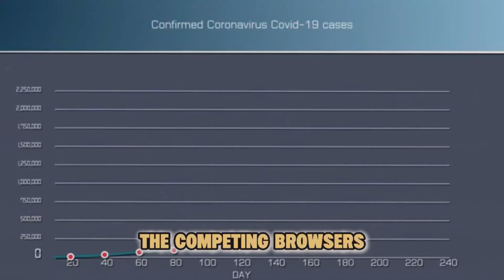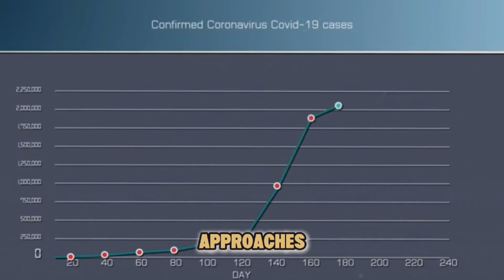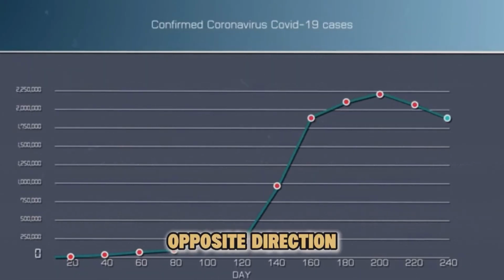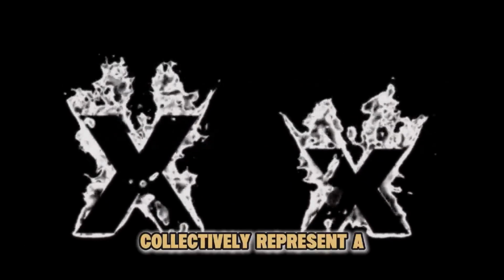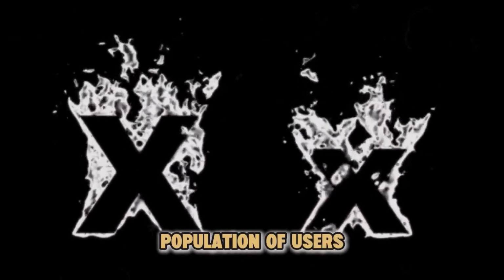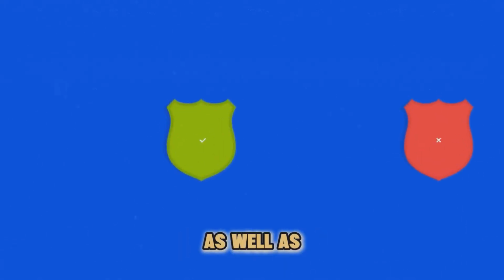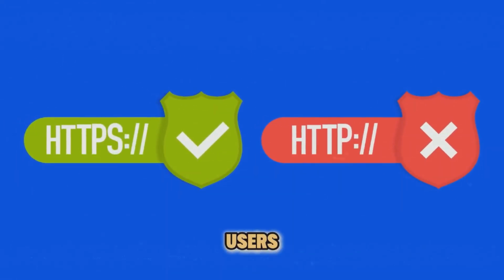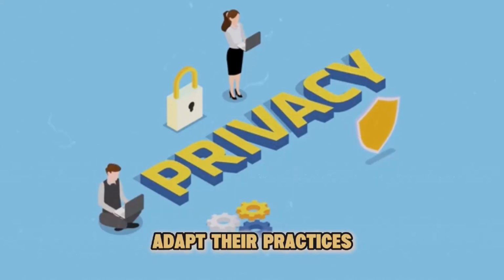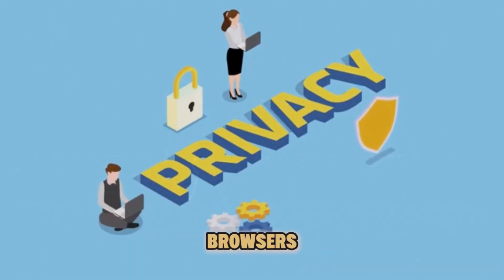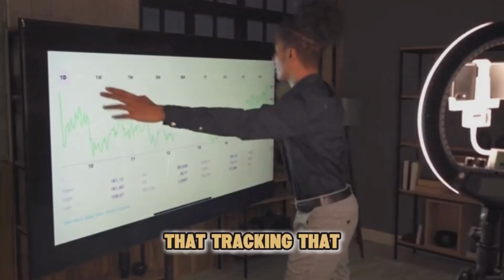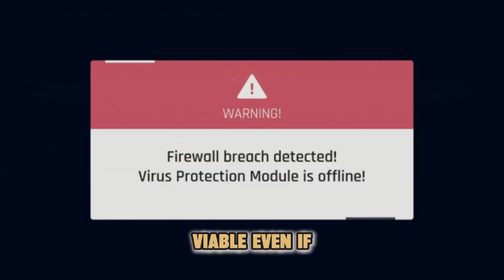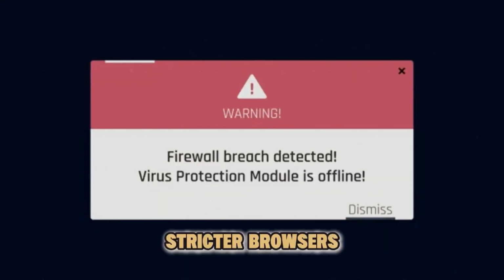The competing browsers, by taking stricter approaches, have created pressure in the opposite direction. Firefox, Brave, and LibreWolf collectively represent a population of users for whom tracking does not work as well as it does for Chrome users. The tracking networks are aware of this and, in some cases, adapt their practices to the stricter browsers. But the economics of tracking depend on scale, and Chrome's scale means that tracking that works on Chrome is commercially viable, even if it fails on the stricter browsers.